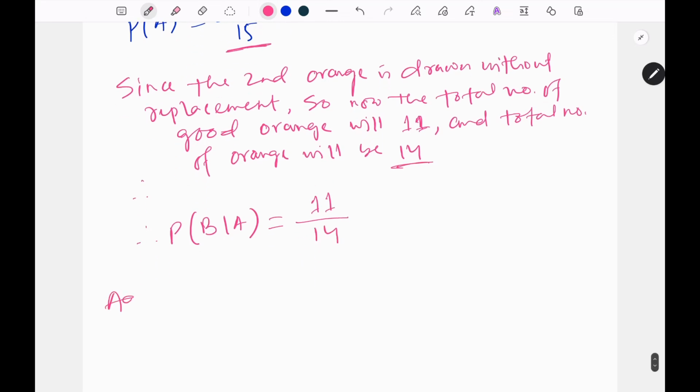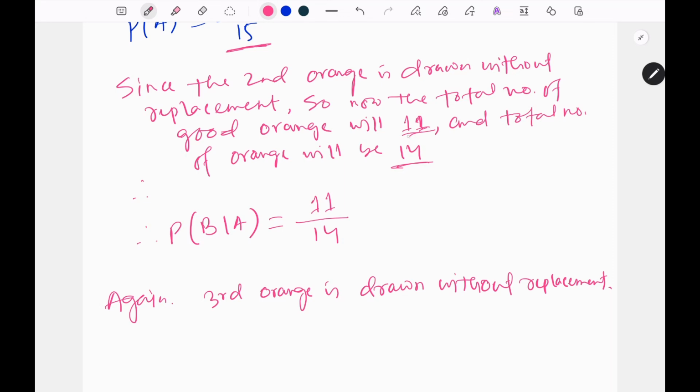Again, the third orange is drawn without replacement. So we have drawn another good orange from these 11 good oranges.